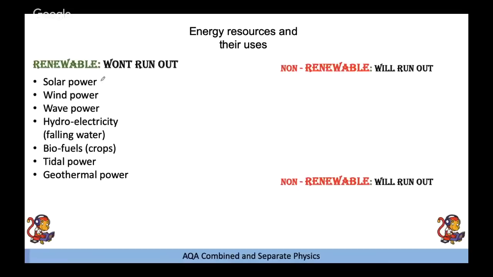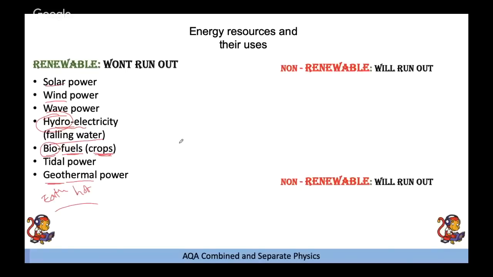Let's look at some of these names here. Solar power, wind power, wave power, hydroelectricity. If you're not sure what that one is, hydro is kind of like a Greek word for water. That's falling water, so damming up rivers. Biofuels, bio meaning living things, so it's crops and wood. Tidal power, that's our tides going in and out twice a day based on the moon that goes around our planet. And geothermal, geo meaning earth and thermal meaning hot, so this is hot rocks under the ground.